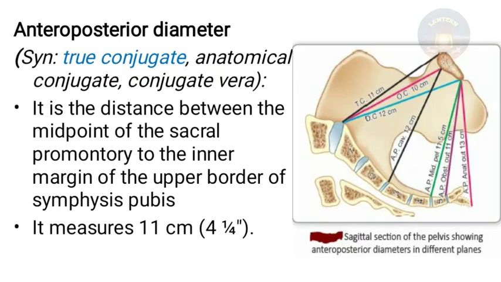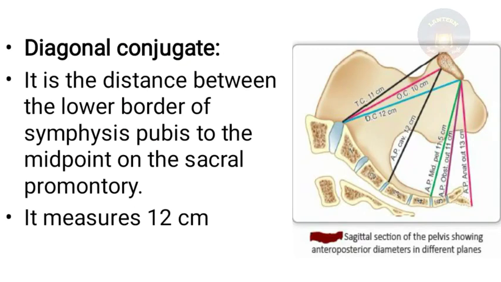Next is the diagonal conjugate. So you can see the bluish green one, the third one from the top. The diagonal conjugate is the distance between the lower border of the symphysis pubis to the midpoint of the sacral promontory. It measures around 12 centimeters.